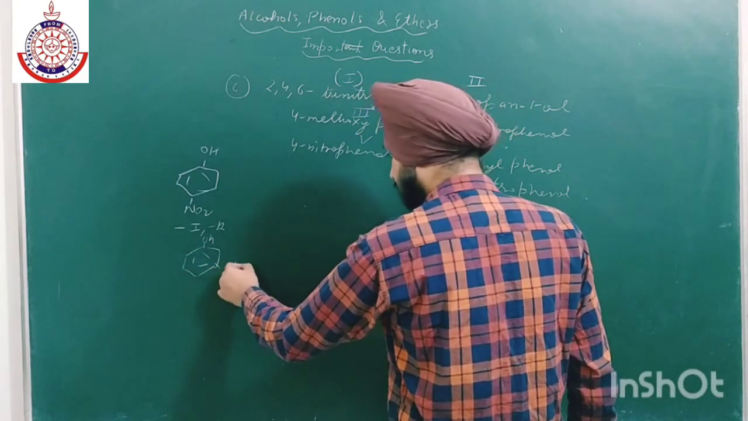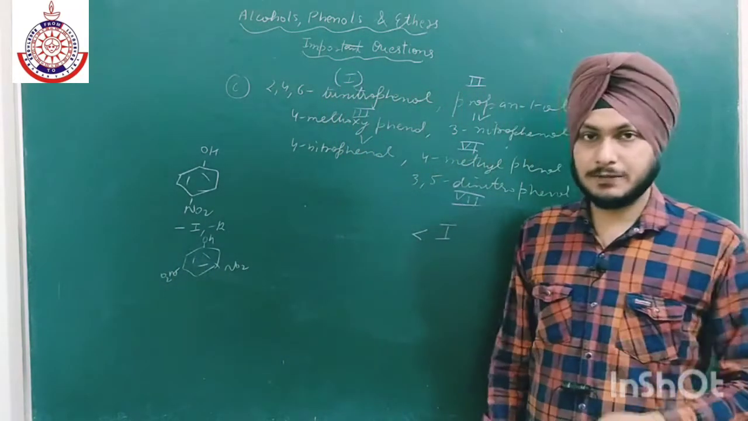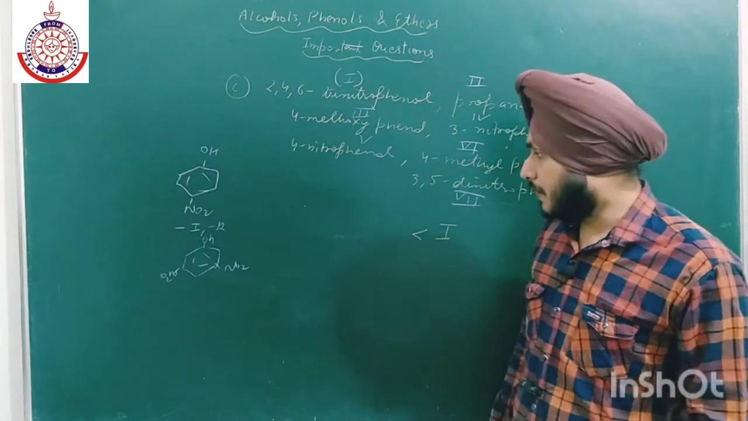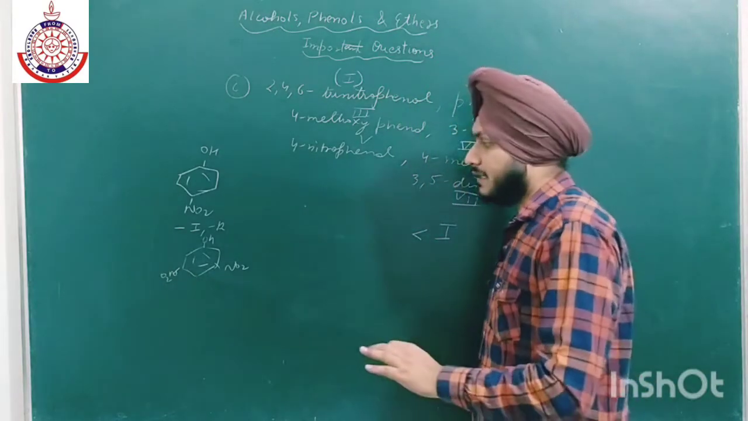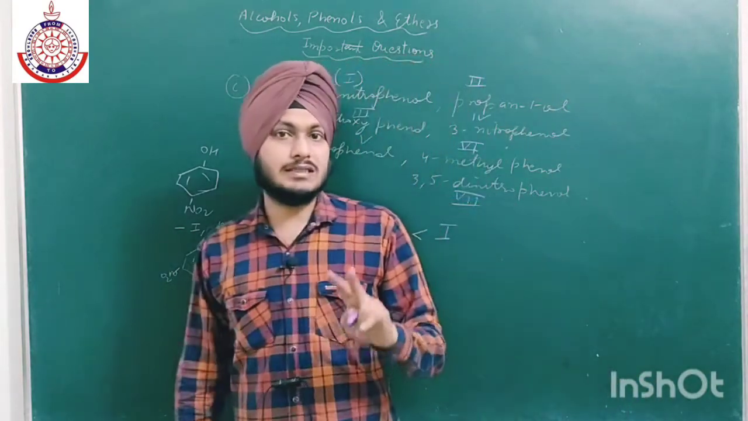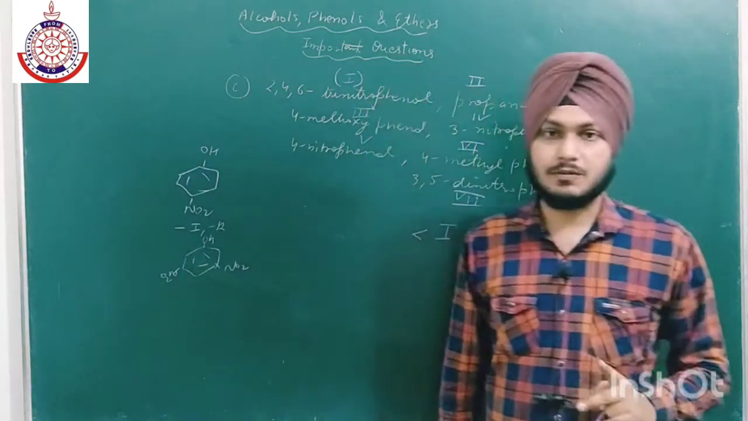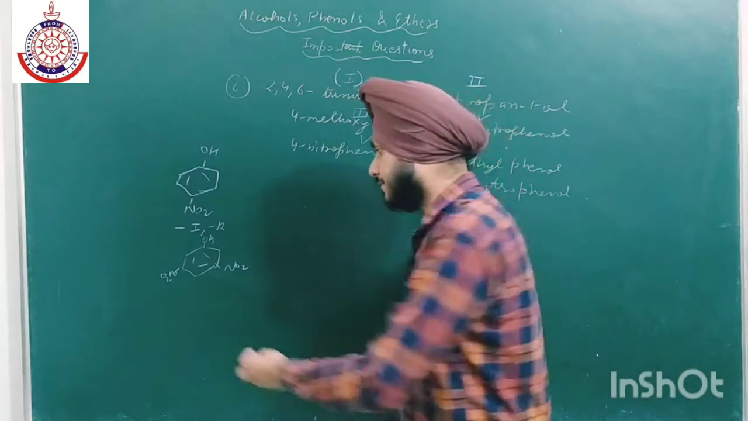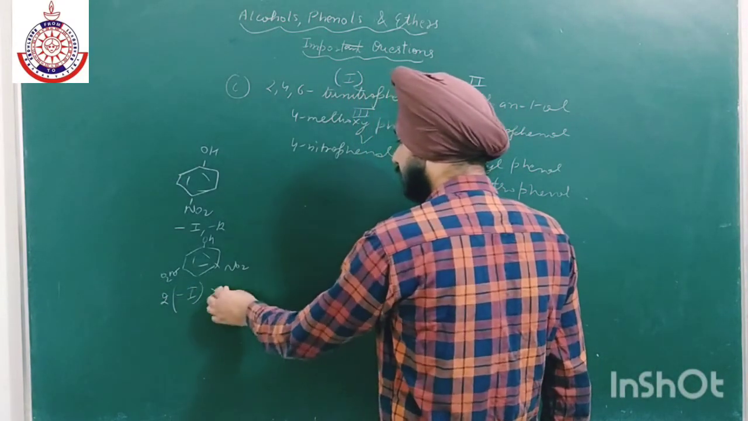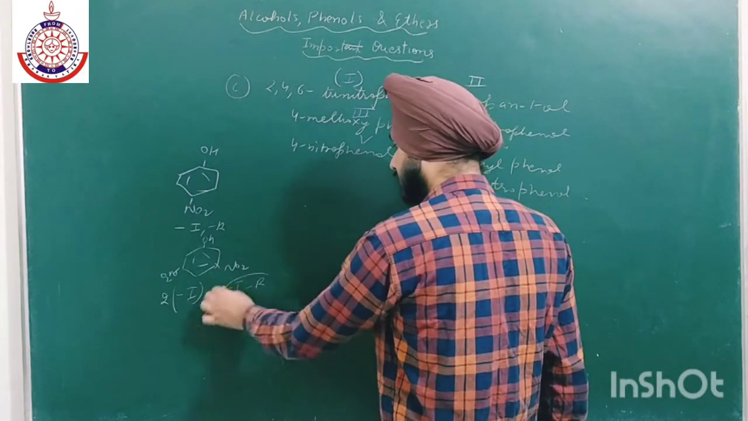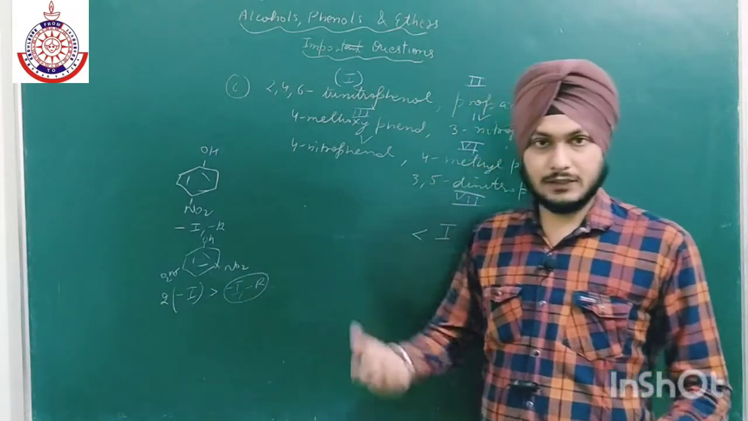So here minus I as well as minus R are applicable, but in case of 3,5 only the minus I group is applicable. But there are 2 minus I groups. So keep in mind that the minus I of 2 groups is greater than the minus I and minus R of a single group. The minus I of 2 groups is always greater than the minus I and minus R of the same group if it is present in the other compound.